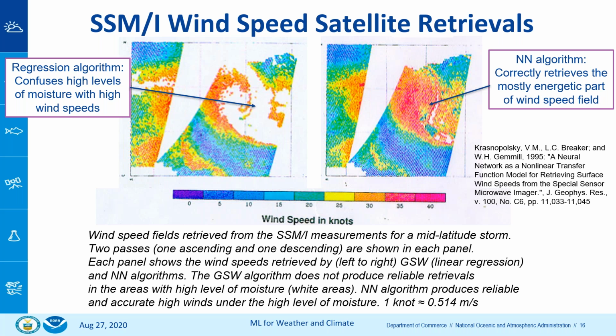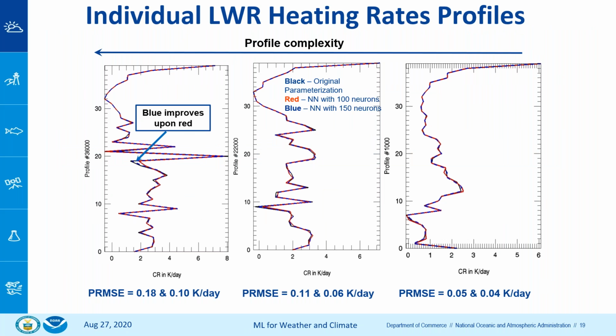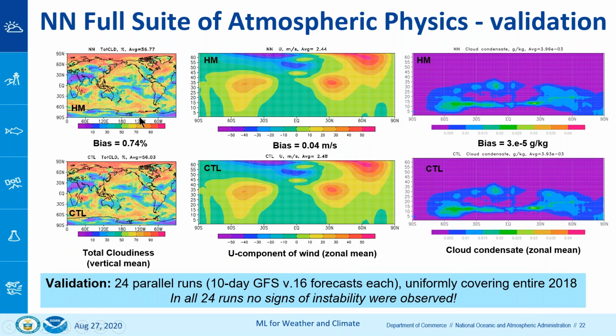Okay, there's another question. For the GFS V16 with ML, how did the usual forecast verification statistics compare against the regular GFS V16? If you mean this slide, it shows a comparison between the hybrid run with NN physics and the control run with the regular physics package.